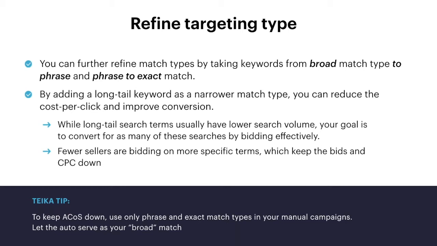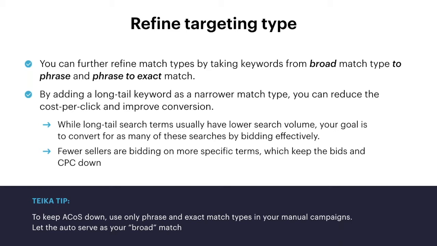So if I'm running a keyword that's white mug at a broad match type, I show up for small white mug. I want to add small white mug in as a phrase match keyword. It's more specific, so there's going to be fewer people searching for it, but I can usually get better conversion rate and really try to build up my market share on that search.